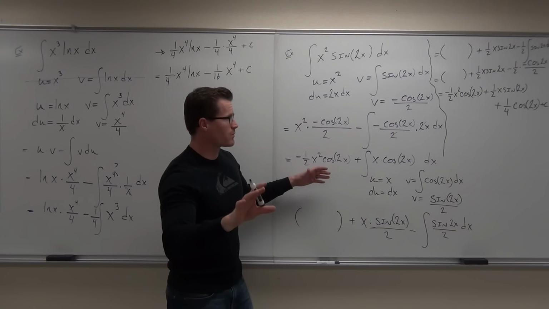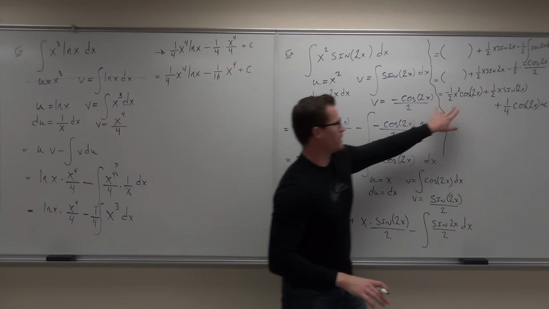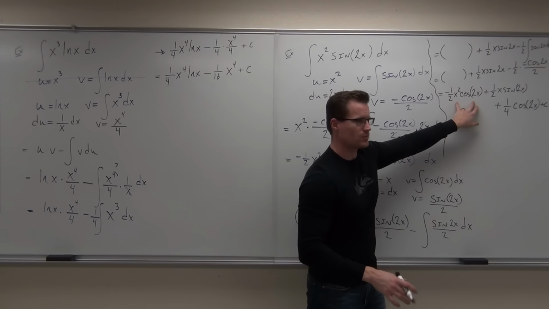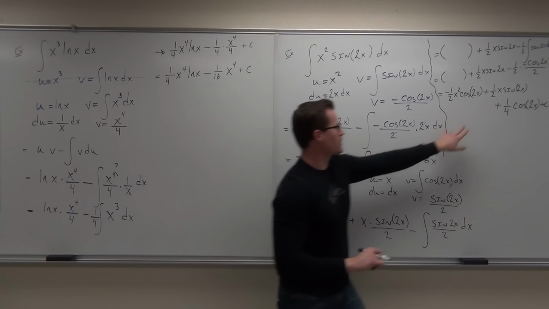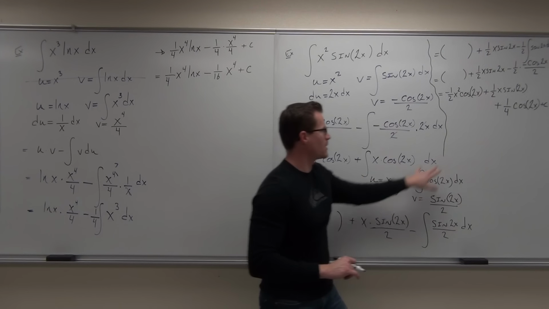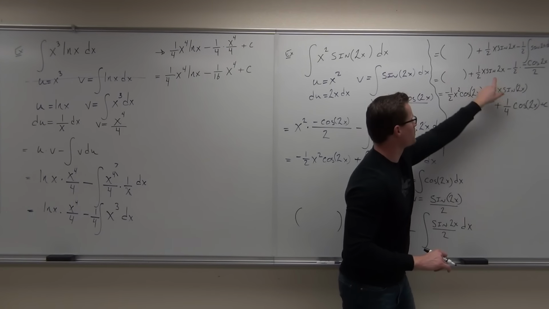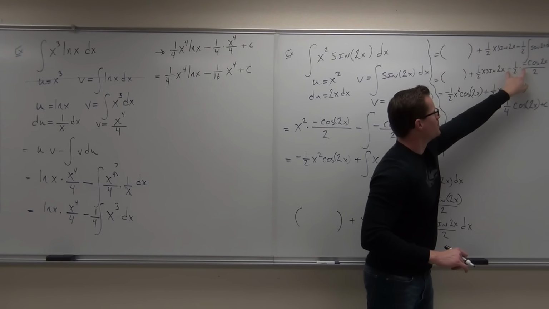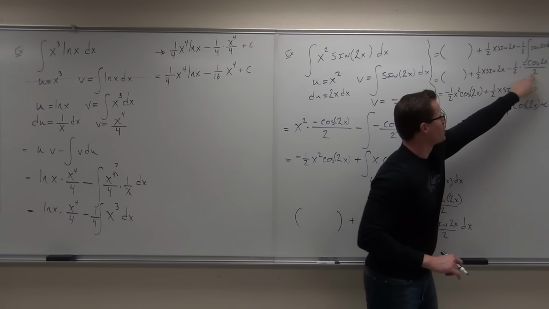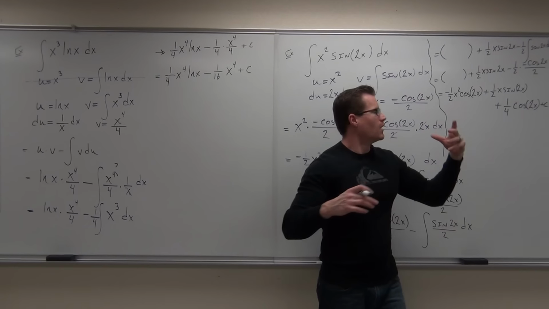Okay, I want to make sure you're clear before I let you go. This is the first little part. It's right there. You guys okay on that one? Yep. From the first integration by parts. This was the first part of our second integration by parts, the u times v. This little piece, this plus, comes from when we do our last integral. Minus and negative becomes a plus 1/4 cosine 2x plus c.